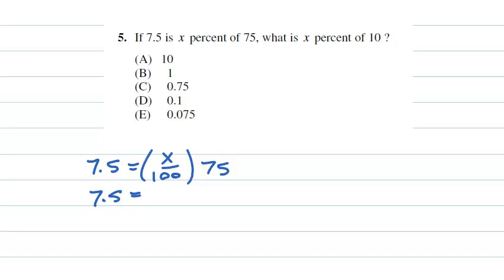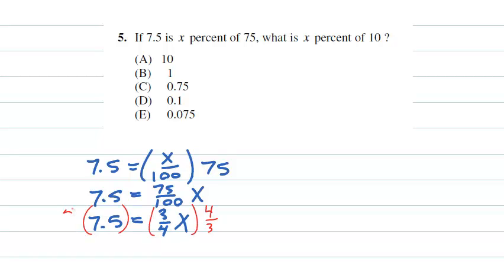7.5 equals 75 over 100 x. And 75 over 100 simplifies down to 3/4 of x. Now to get x by itself, we can multiply both sides by the reciprocal. And now x equals 7.5 times 4 divided by 3, which is 10.